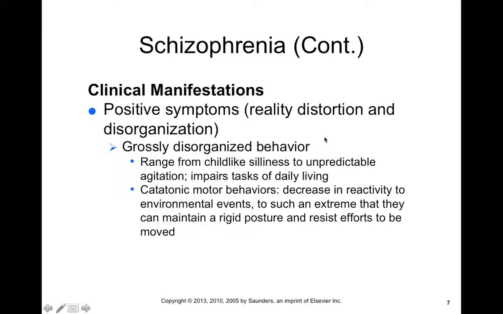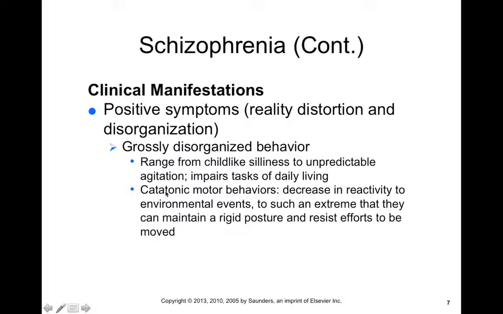Now, we also see grossly disorganized behavior in positive symptoms as well. This disorganized behavior can range from childlike silliness in adults all the way to unpredictable agitation. And all of these can impair the tasks of daily living. If you have so much childlike silliness that you can't even drive a car, go run errands, or hold a job for that matter, that's going to lead to impaired tasks of daily living.